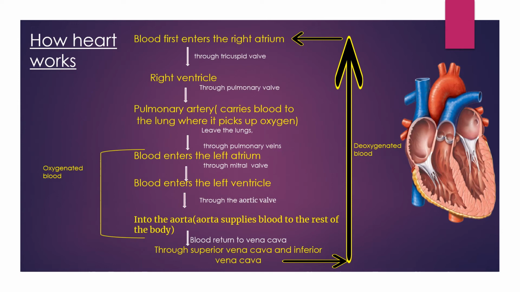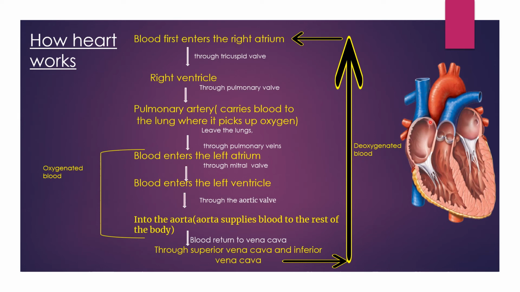Now a very important part, how the heart works. We'll go step by step. Blood first enters the right atrium through the superior vena cava and inferior vena cava. After this, blood will enter the right ventricle through the tricuspid valve. This is the tricuspid valve. After this, blood will go into the pulmonary arteries with the help of the pulmonary valve. This is the pulmonary valve.